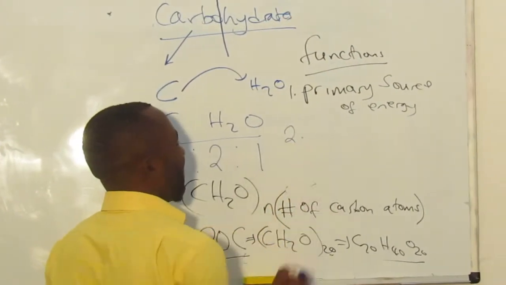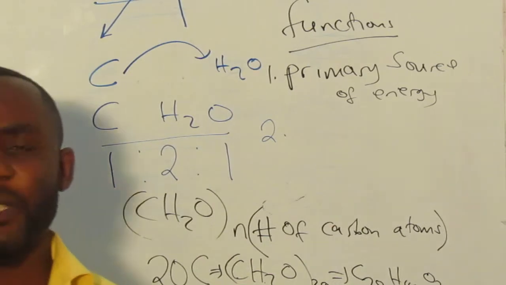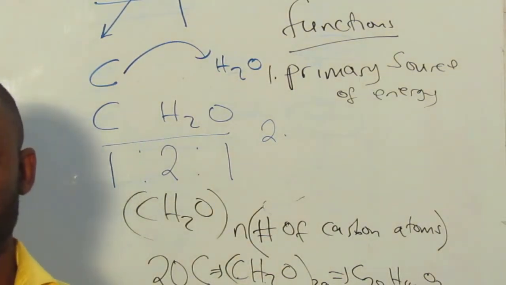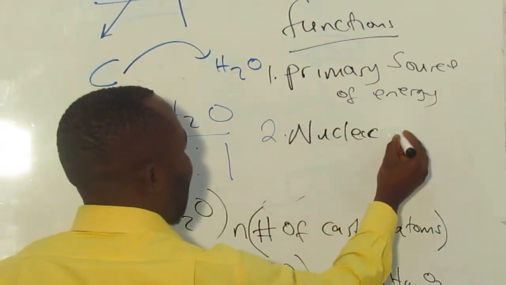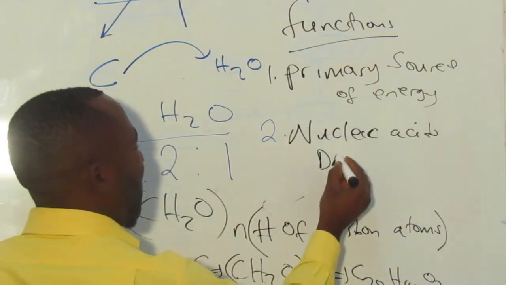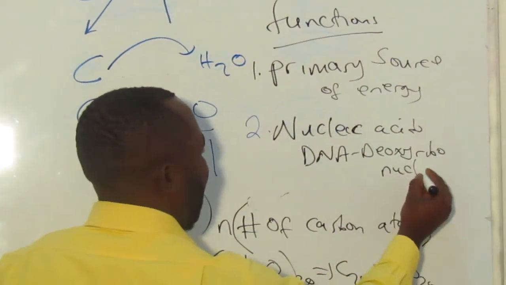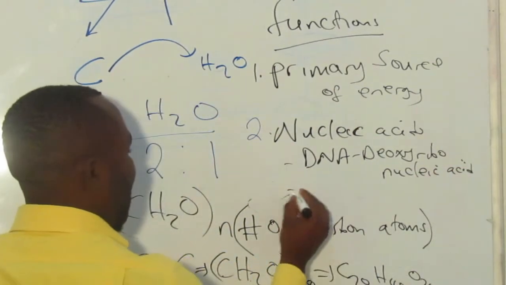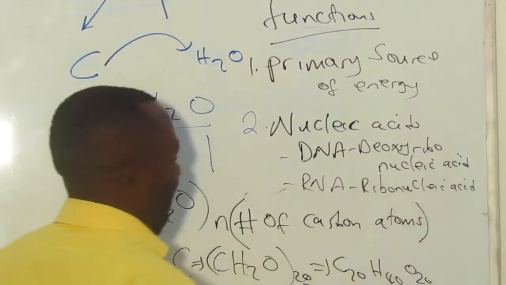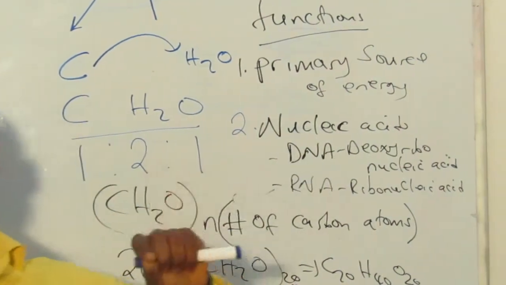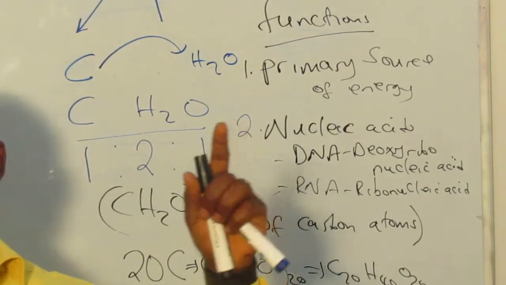The second function of carbohydrates is that in the human body, we have got molecules that are responsible for storing genetic information. And we call them nucleic acids. Nucleic acids. What are the examples? We are simply talking about DNA. This is deoxyribonucleic acid. The other example, RNA, ribonucleic acid. DNA is what stores the information that instructs how the body will operate, how the entire organism will function.